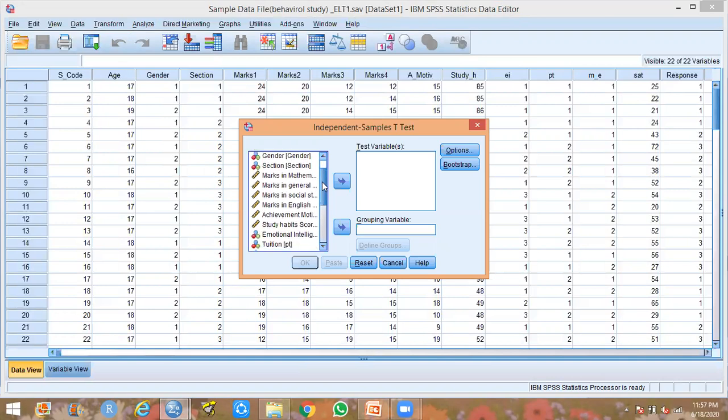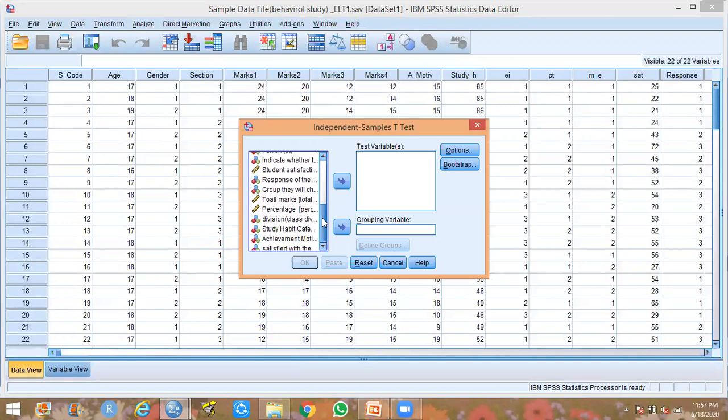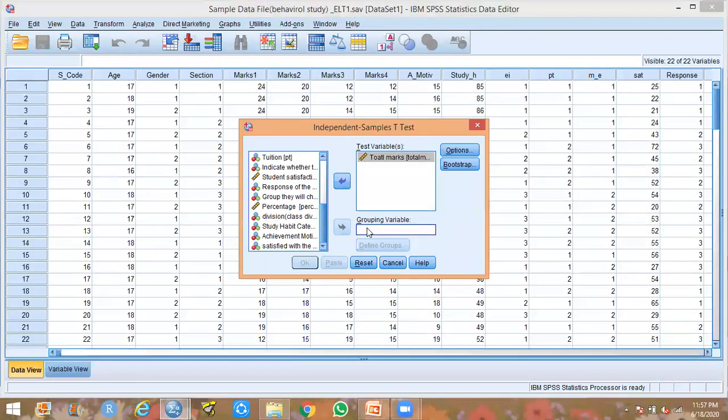Now I am going to my marks. What are the marks? The total marks. So I am taking the total mean marks, of course. Now you can take this variable. Next, the grouping variable. What is the grouping variable? One group is the boys group and another group is the girls group.